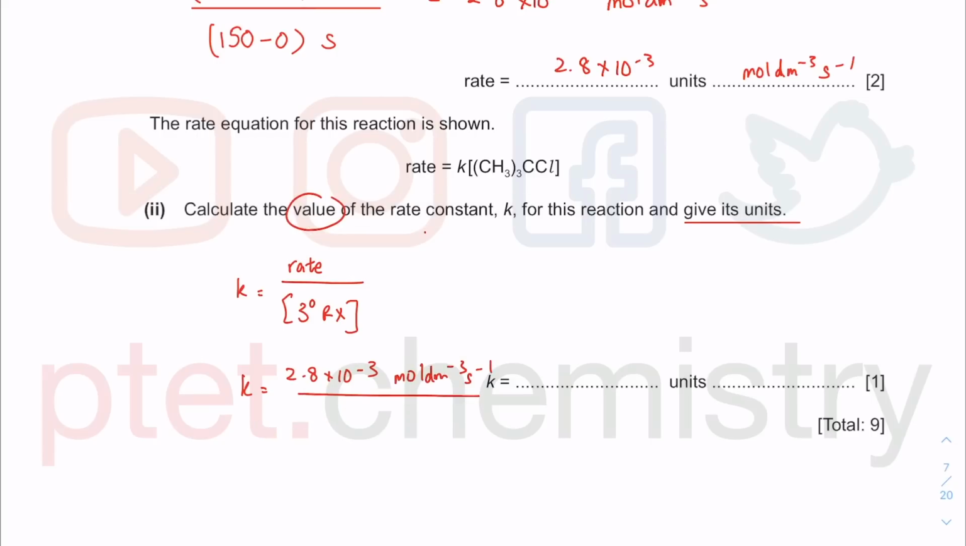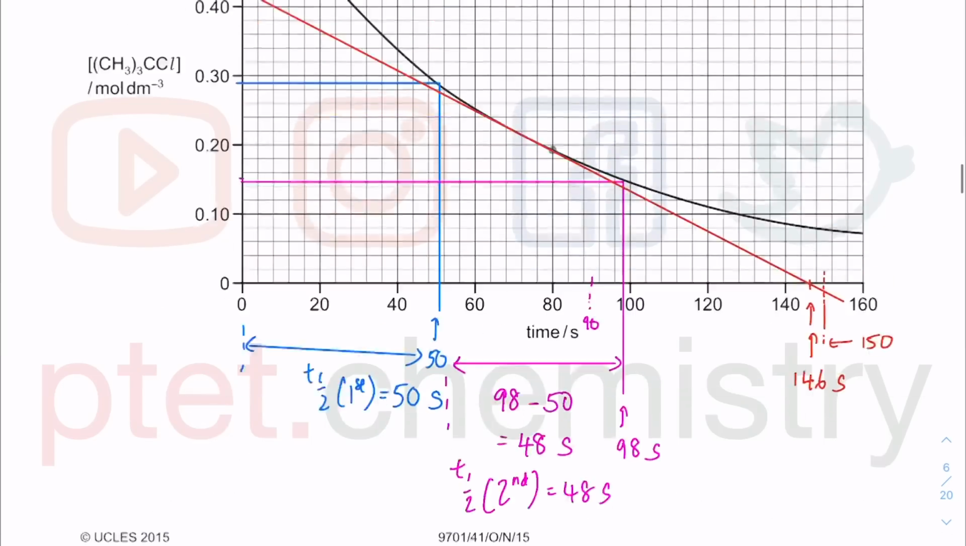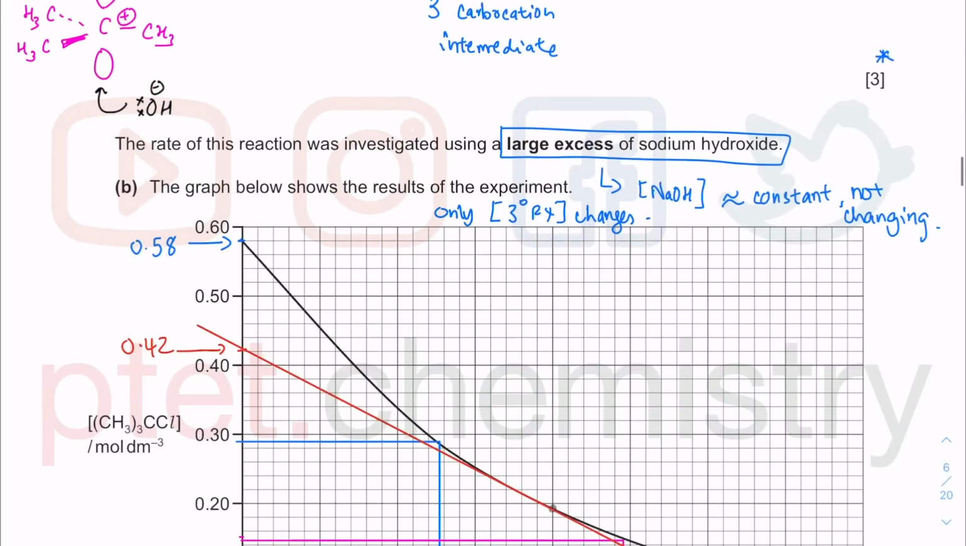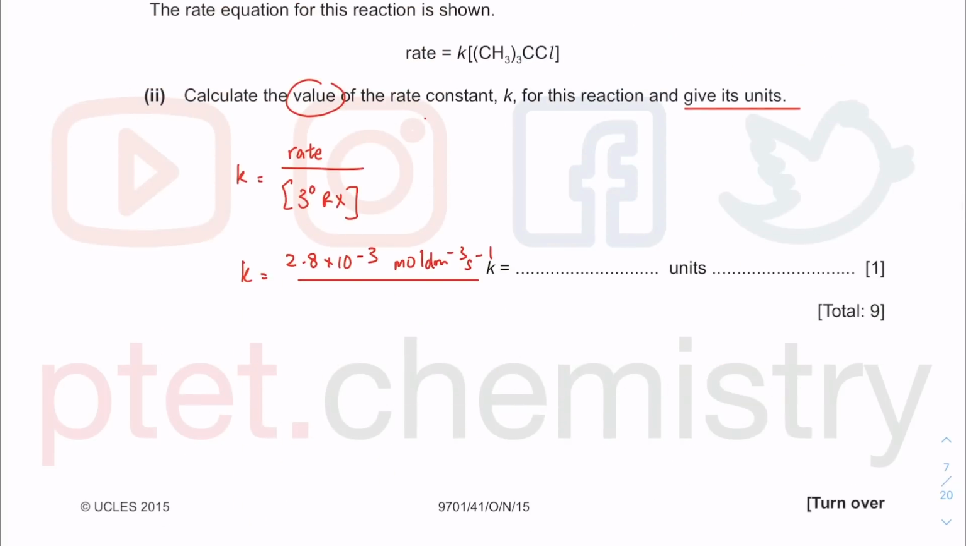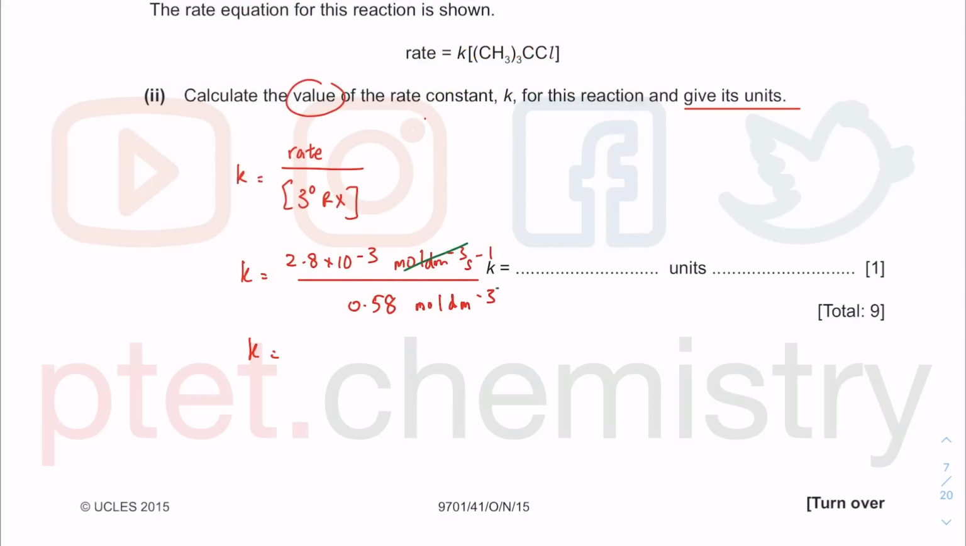Do we have the concentrations for these halogenoalkanes? Well, let's have a look at the question earlier. Not really, apart from this initial information, 0.58 mole per dm cube. Okay, so for k, this is mole per dm cube. So that is the unit of the concentration. Concentration unit 1, concentration unit 1. So 2.8 times 10 to the minus 3 divided by 0.58.